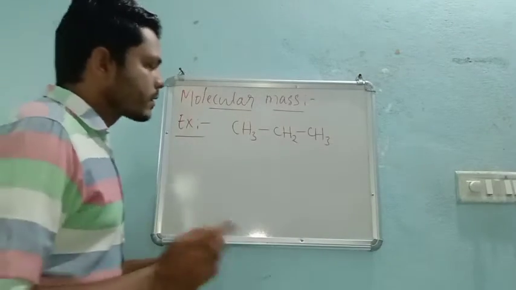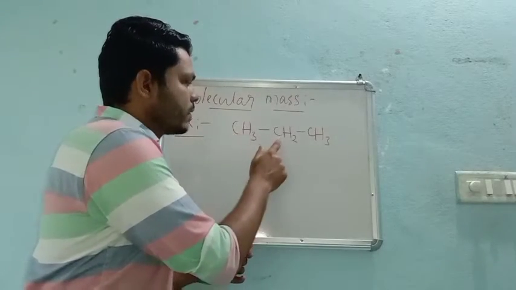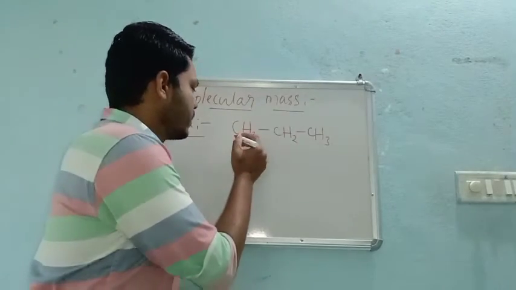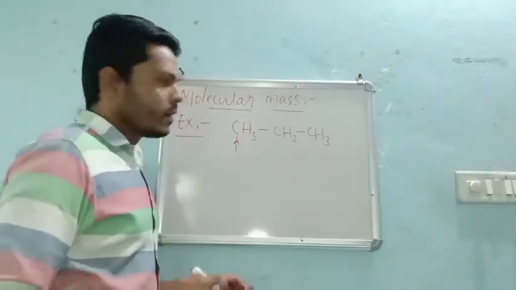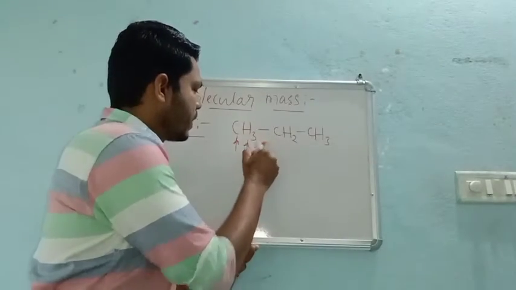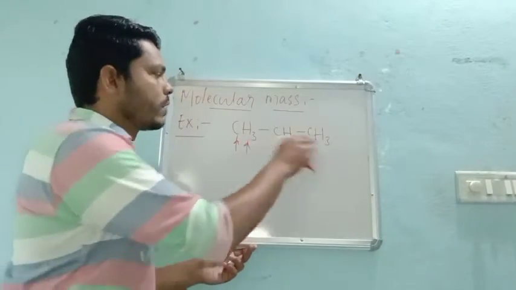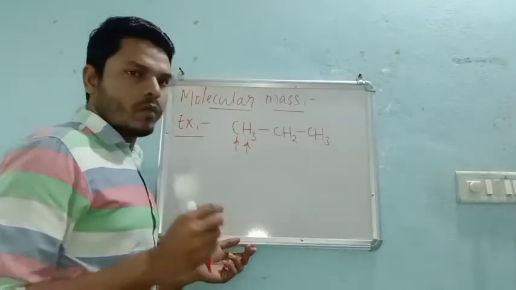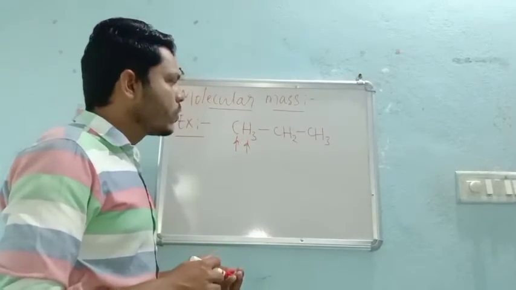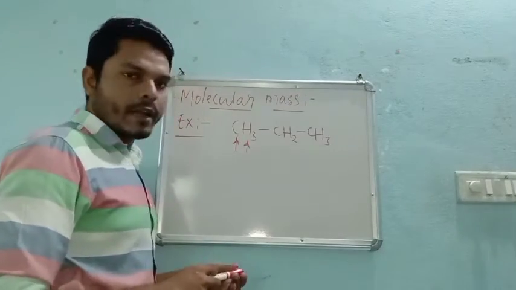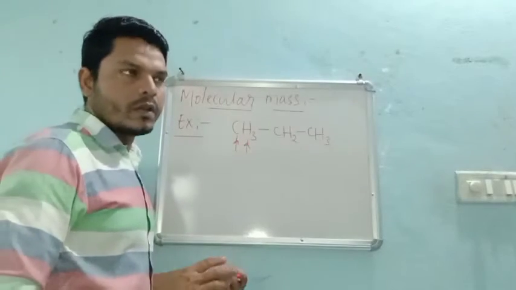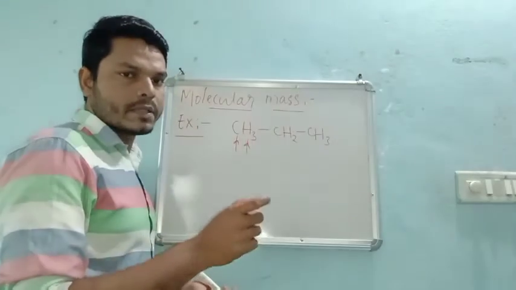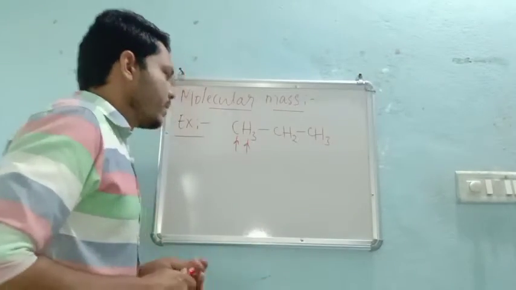Here in this compound, there are two types of elements. One is carbon, and the other element is hydrogen. If I see the complete molecule, there are two different elements: carbon and hydrogen. That's all. So now our duty is to count the number of carbons and the number of hydrogens first.